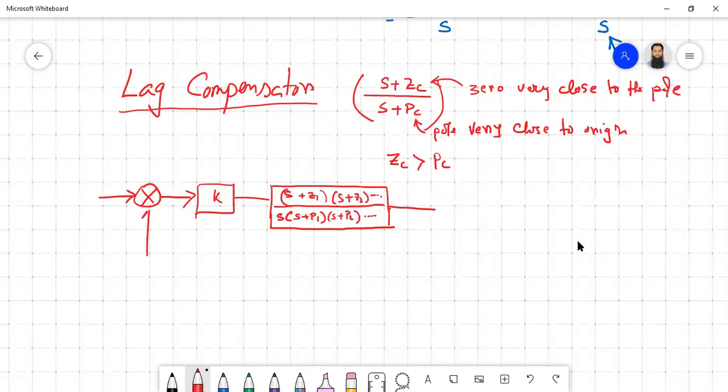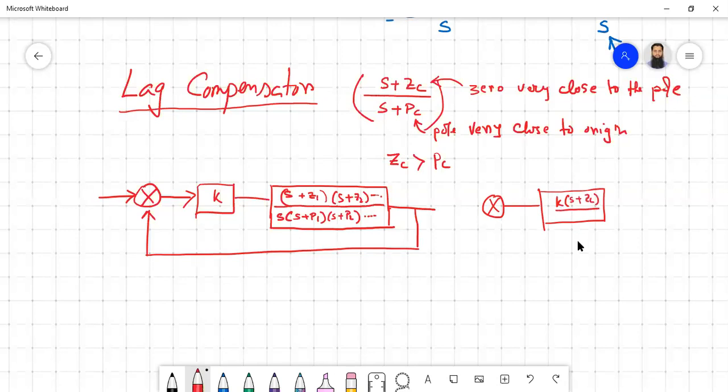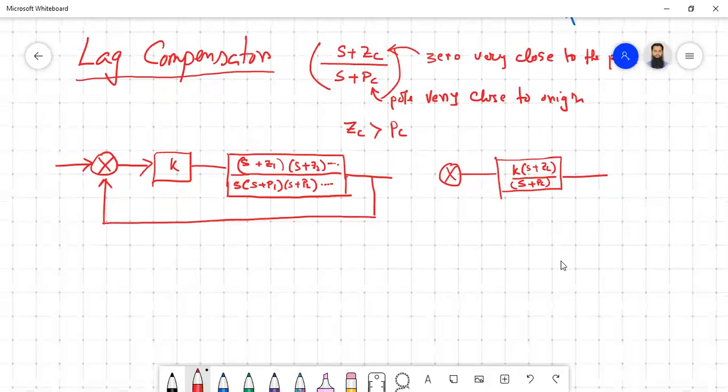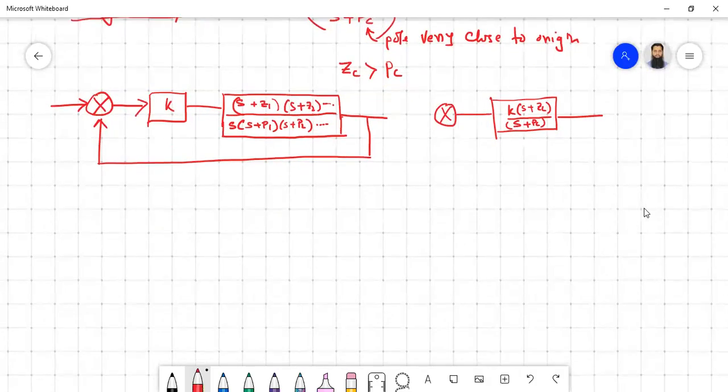Okay, so this is the uncompensated one. And then with the compensated one, what is the difference? I'm just showing the difference block. So in the compensated one, what we have now is K, with a K you have S plus ZC, then you have S plus PC. The rest of the block remains as it is. So now let us calculate the error for both of them.